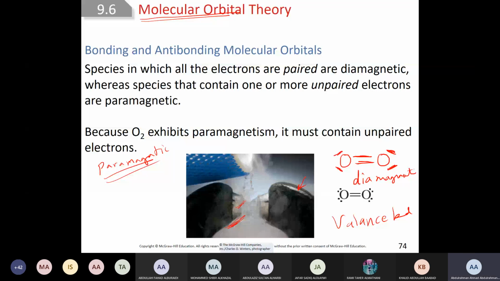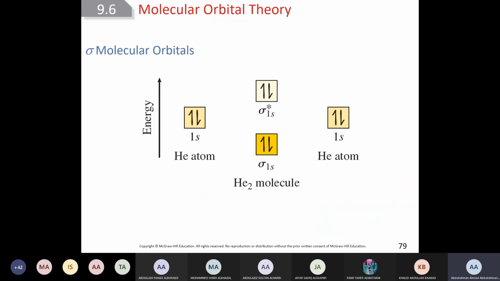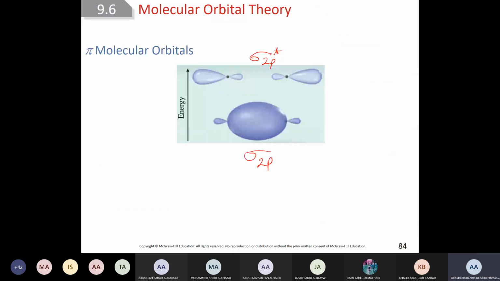So according to molecular orbital theory, O2 is paramagnetic, not like valence bond says, that it is diamagnetic. And that's why this theory is better than the valence bond. Good?